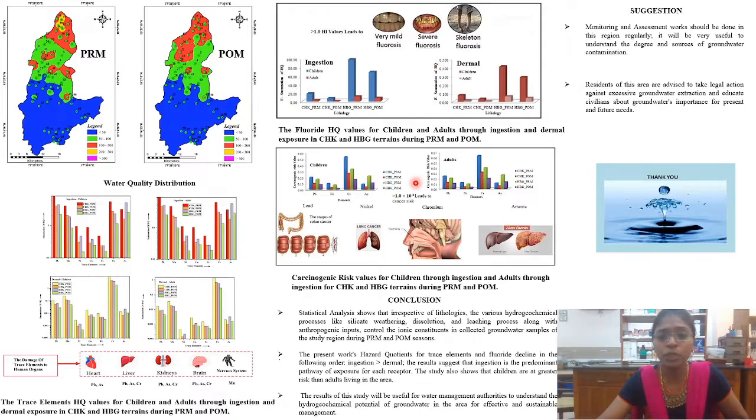For carcinogenic risk, the limit should be less than 1.0 × 10^-6. If they go beyond this limit, there is a chance of cancer risk in human beings. Finally, from this study, we concluded that silicate weathering along with anthropogenic sources controls the groundwater chemistry, and compared to adults, children are at greater risk.